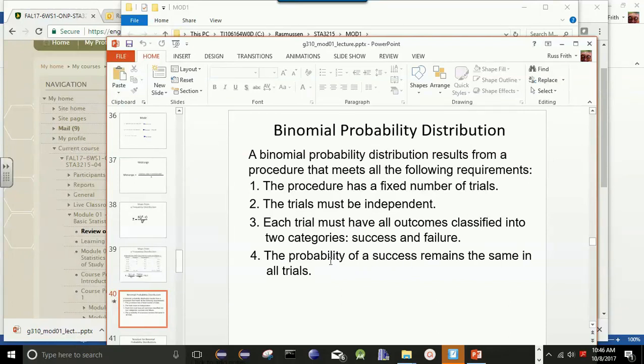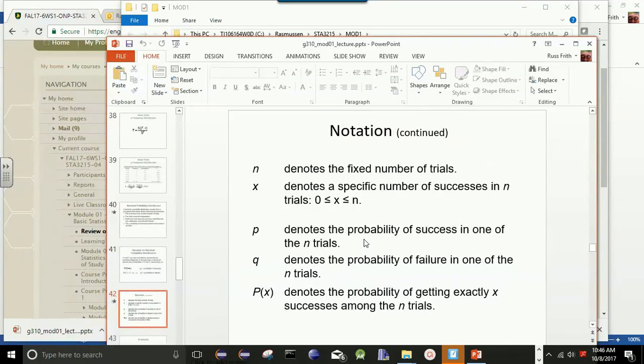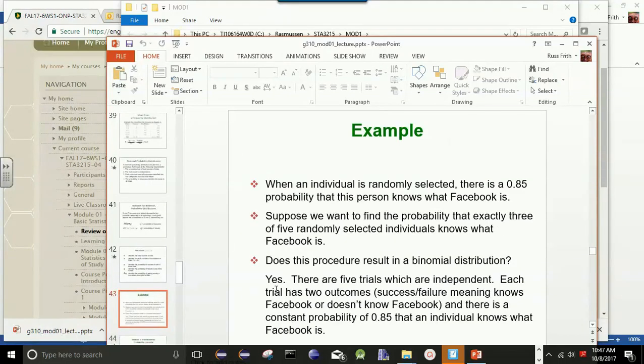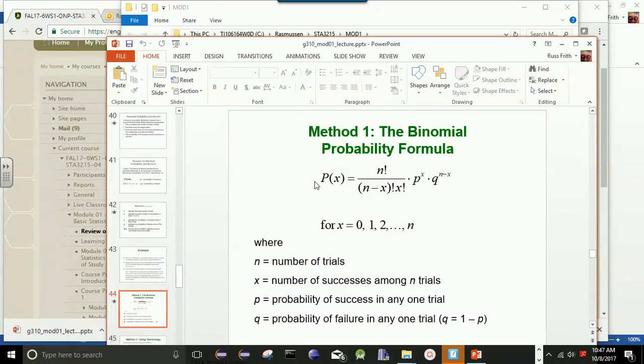So the probability of success remains the same for all trials. In this particular problem, n is 7, x is 4, p is 0.75, and q is the probability of failure, that is, the probability that a customer will not buy something. So q is 0.25. P of X denotes the probability of getting exactly X successes among N trials. In this case, we want P of 4. This is the formula we use to solve this.